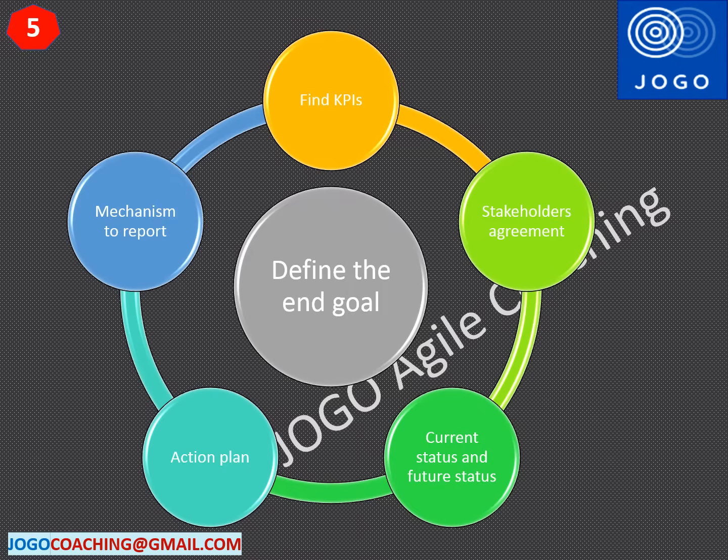We need to define the current status and the target status that we want to achieve as part of the agile transformation. We should also define an action plan to meet the KPI targets with the timelines. We need to create a mechanism to track and report the KPI status to all the stakeholders. So this is the fifth step we need to follow as part of Waterfall to Agile Transformation.